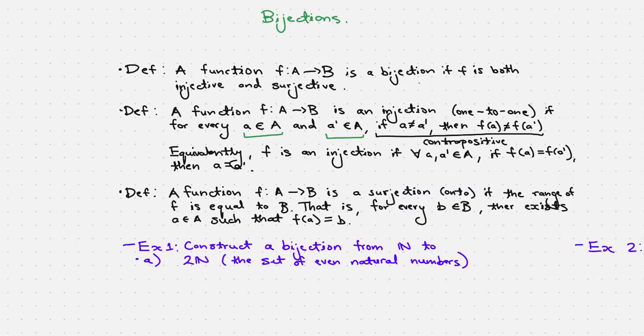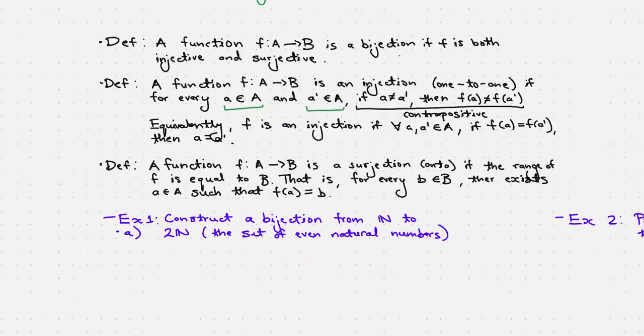We can also take the contrapositive of this final statement, and we can equivalently write that f is an injection if for all a and a prime in A, or in the domain, if f of a is equal to f of a prime, then a is equal to a prime back in the domain.